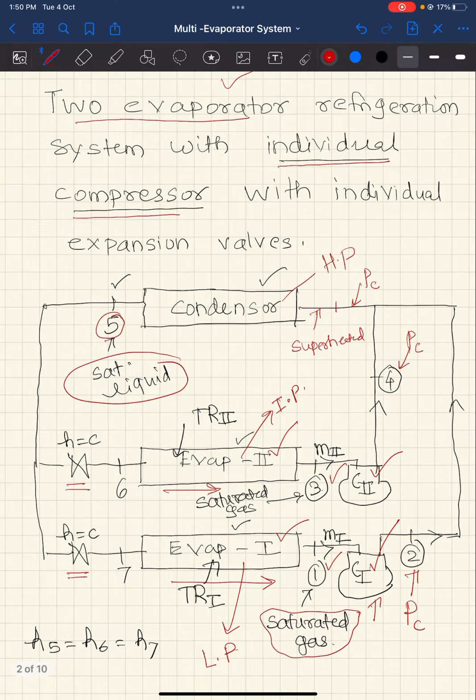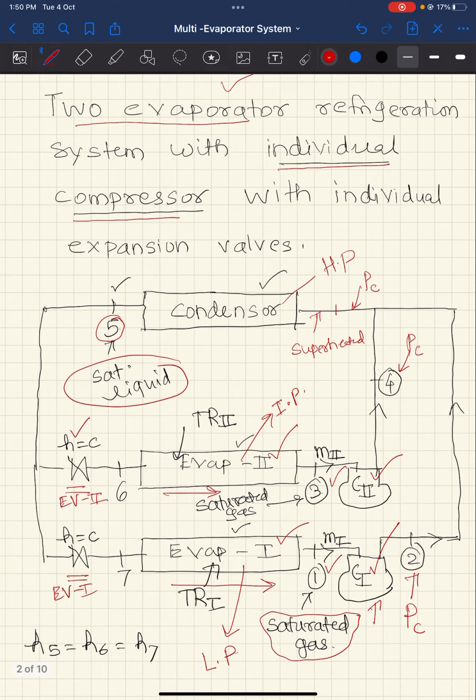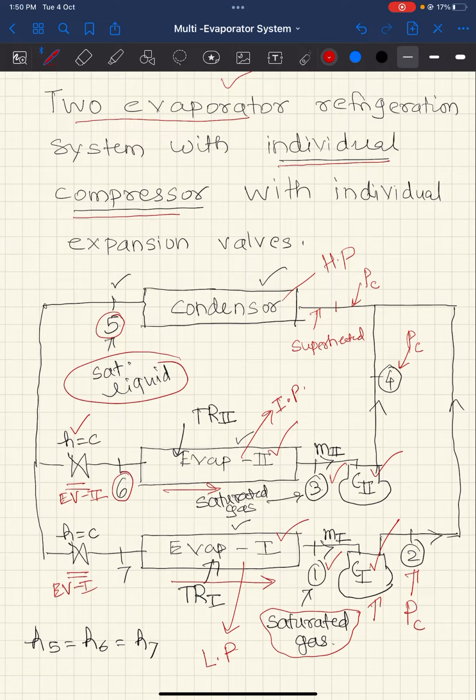Now the refrigerant, which is a saturated liquid, is expanded in this valve. Let us call this EV2, and this EV1. So it expands in EV2 up to state 6, and this is an isenthalpic process. Enthalpy remains constant, throttling. Similarly, it expands from 5 to 7 isenthalpically, it's a throttling phenomenon. So at 5, 6 and 7, the enthalpy is the same.